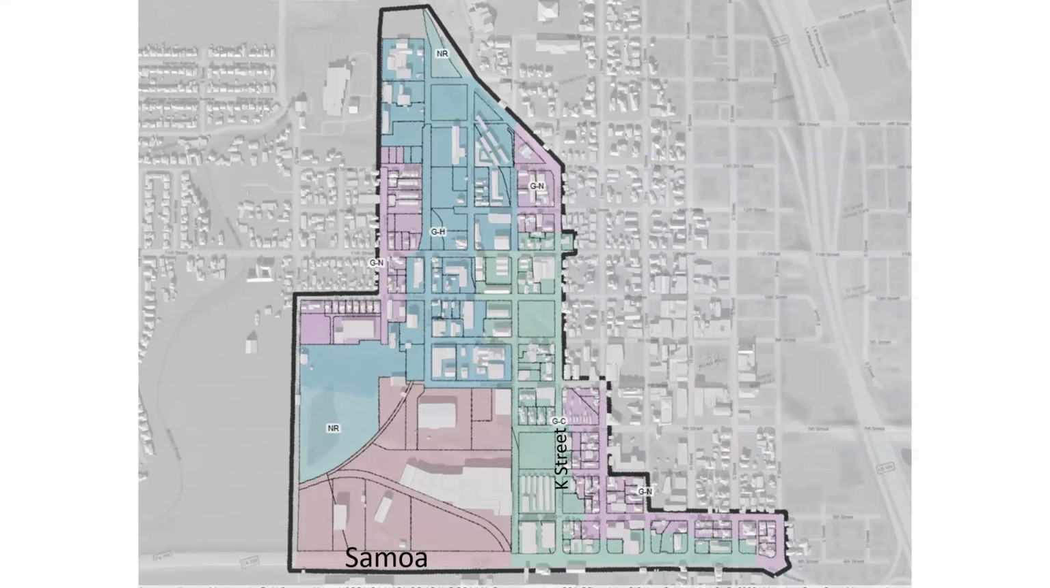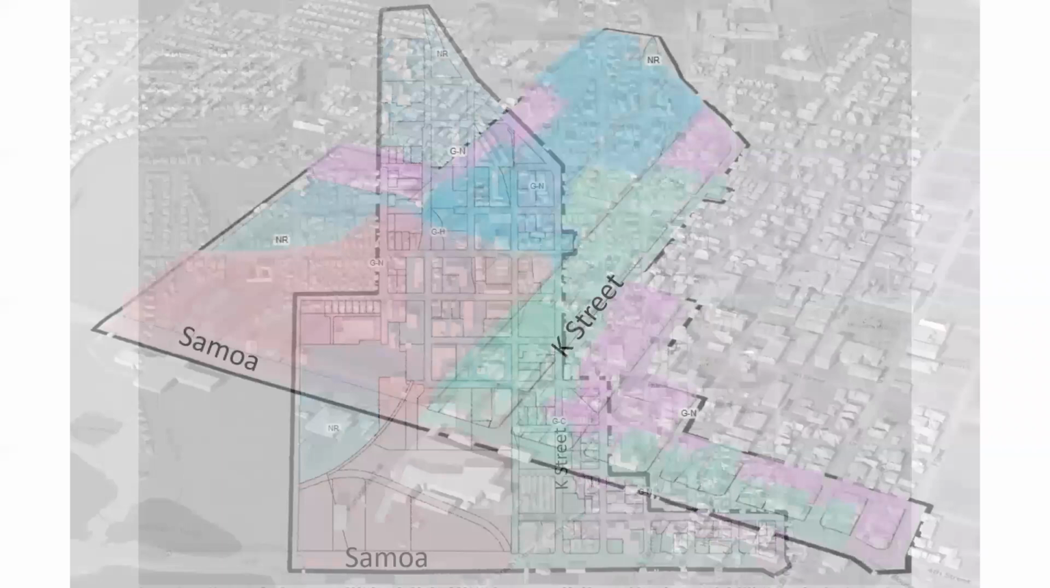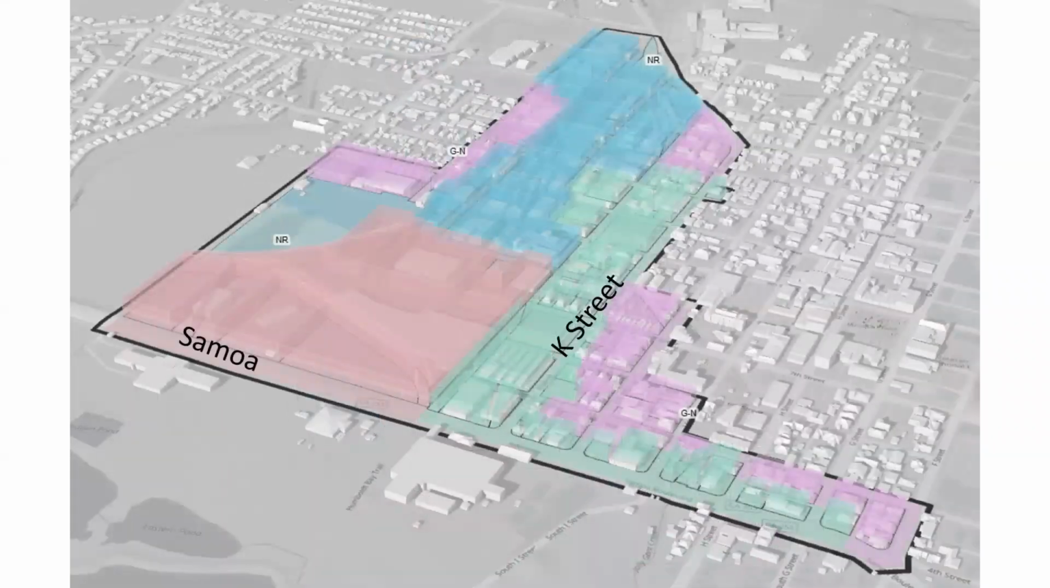Now, we did the same thing with the proposed zoning. We have proposed zoning with these different gateway districts, and we were able to develop a glass box model for the maximum extent zoning based on setbacks and maximum height.